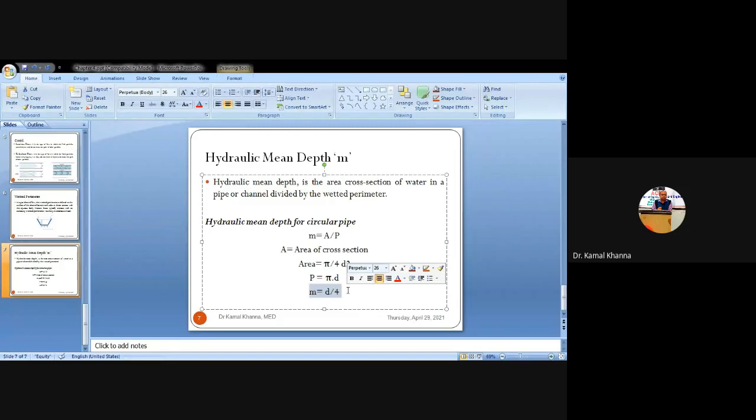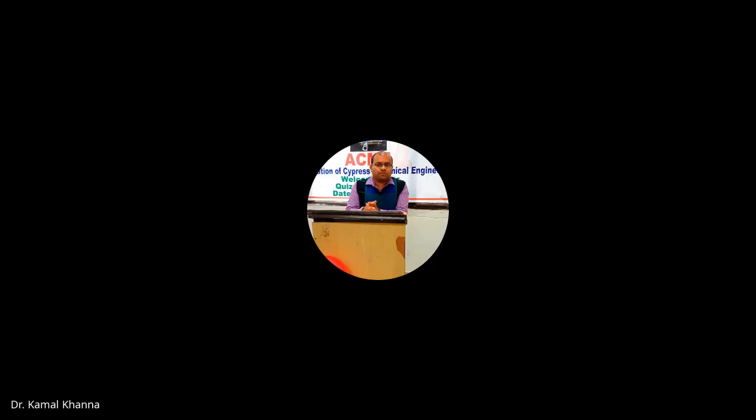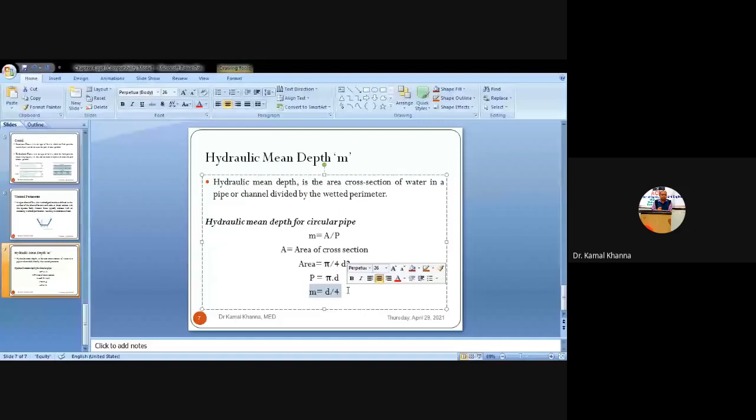The formula remains the same, but we have to consider the area and perimeter in which the liquid is in contact internally with the surface of the pipe. So hydraulic mean depth will be the area of a section of water in a pipe or channel divided by the wetted perimeter. That formula remains same, but the cross-section area and the wetted perimeter where the liquid is in contact with the inner portion of the pipe will change when we are calculating for a fully filled pipe or half filled pipe.